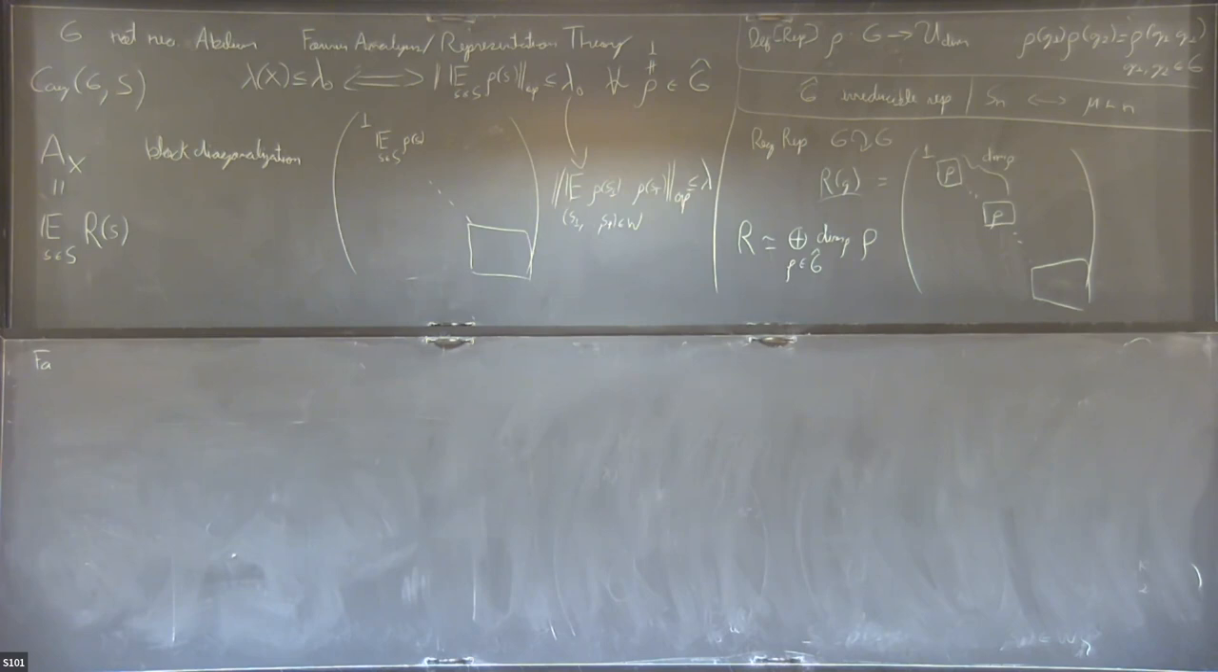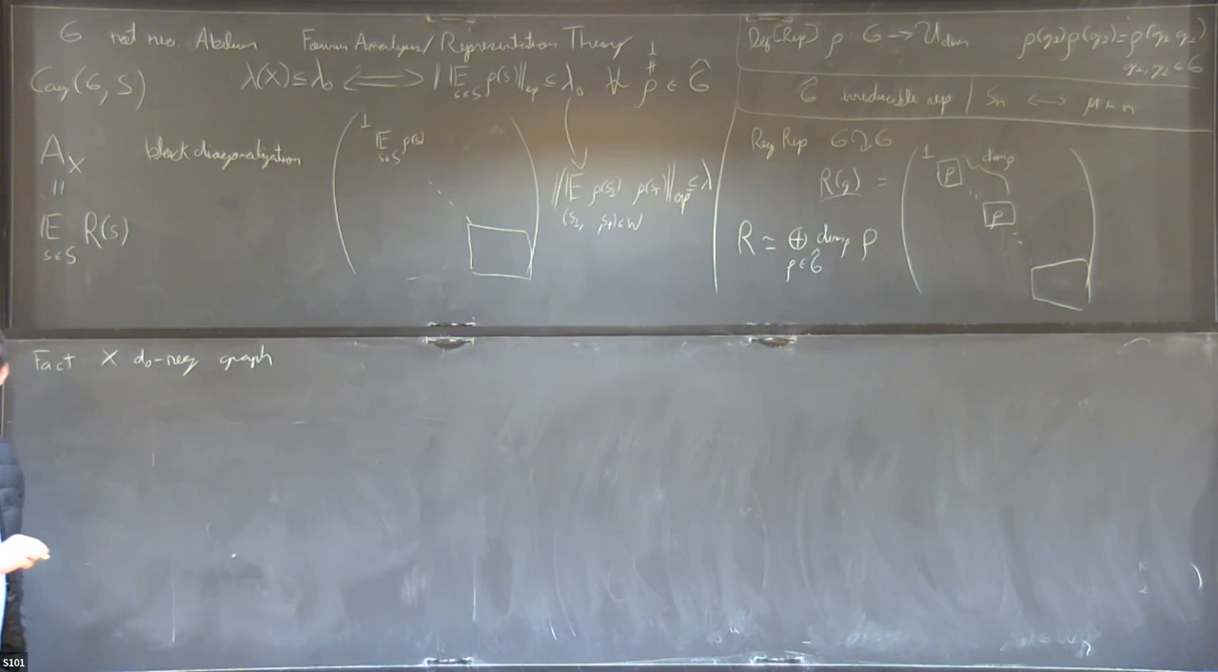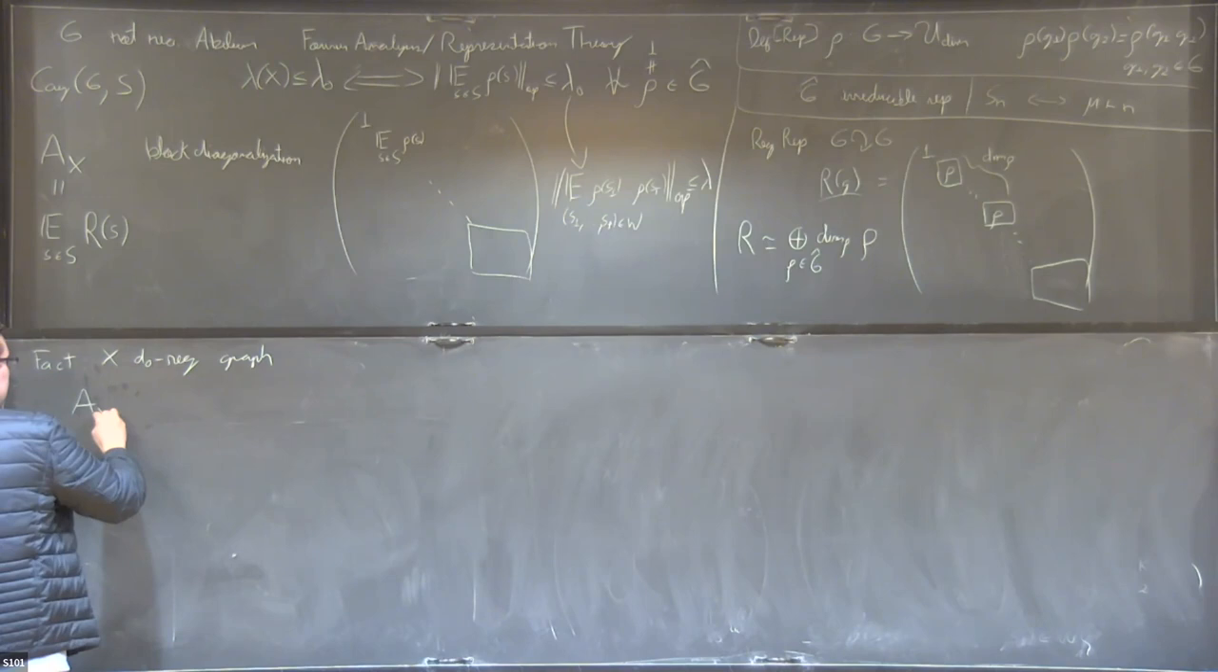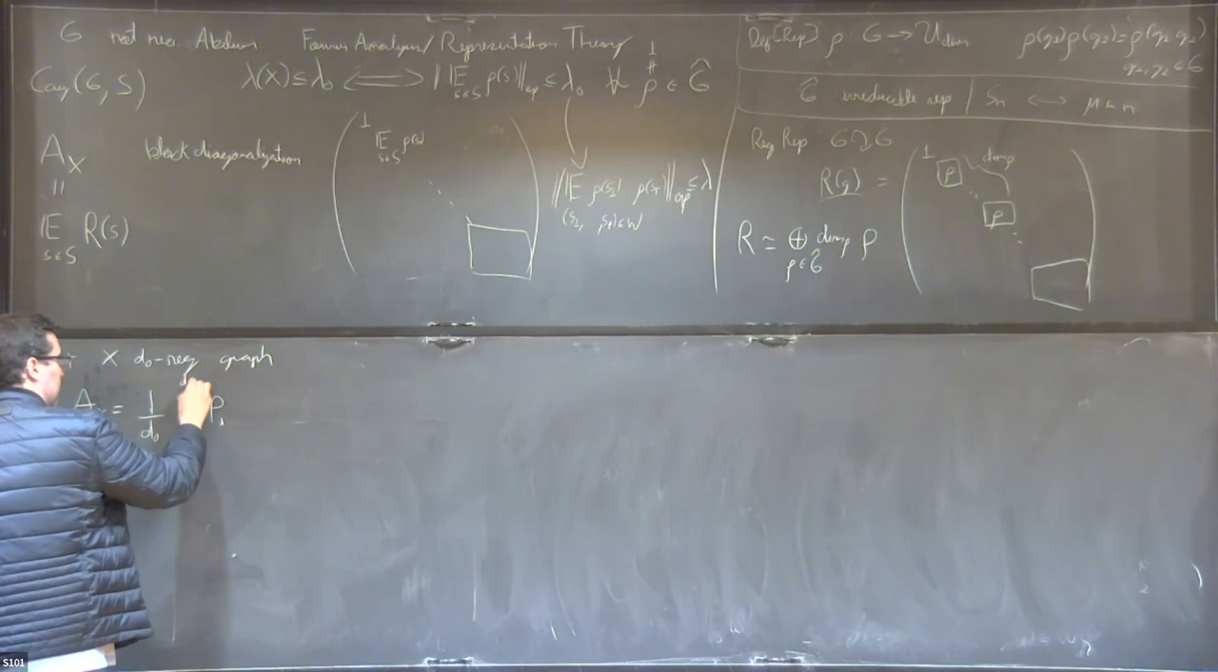So if you have a D-regular graph, let's say that you have X, a D-regular graph. You can write its adjacency matrix as an average, 1 over D, of permutation matrices P_i. Yes, the P_i are permutation matrices if you have a regular graph.